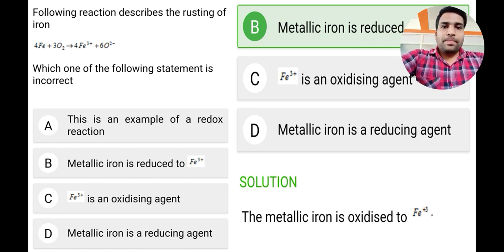So here Fe has changed its oxidation state to Fe3+. That means metallic iron is oxidized to Fe3+, so option B is the correct answer out of these 4.